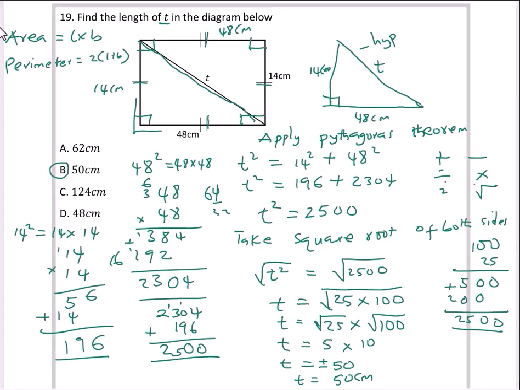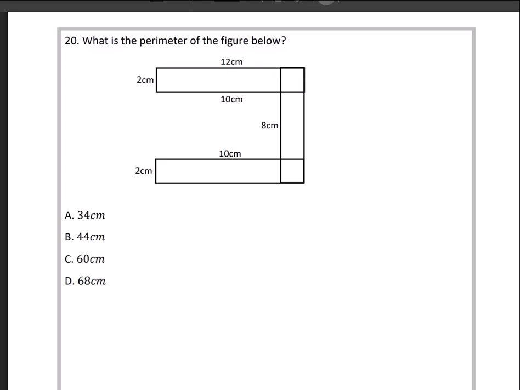Okay, I believe you are having a good time enjoying this question. So let's go to the next. For question number 20, what is the perimeter of the figure below? So what we just need to do is to add up all the numbers together. So we need to know the dimension for all the parts of this shape.